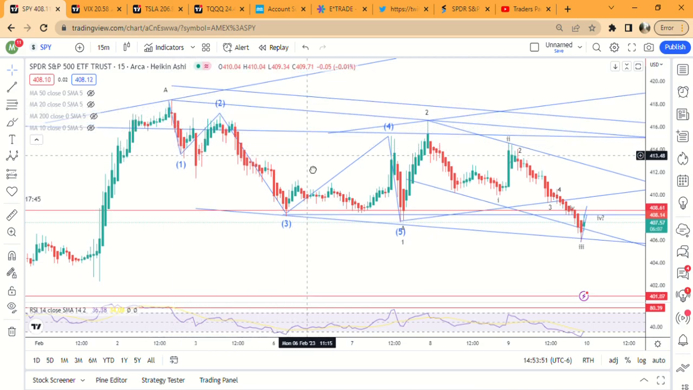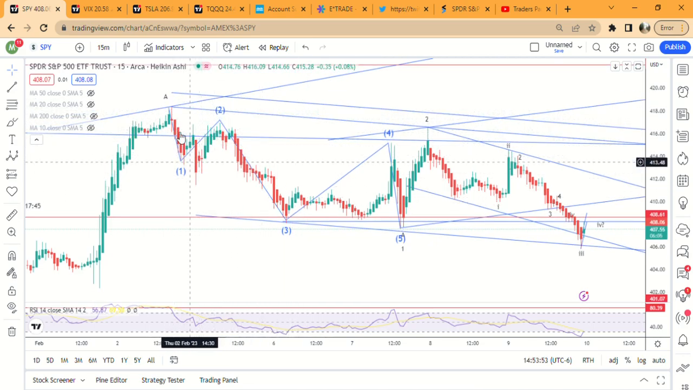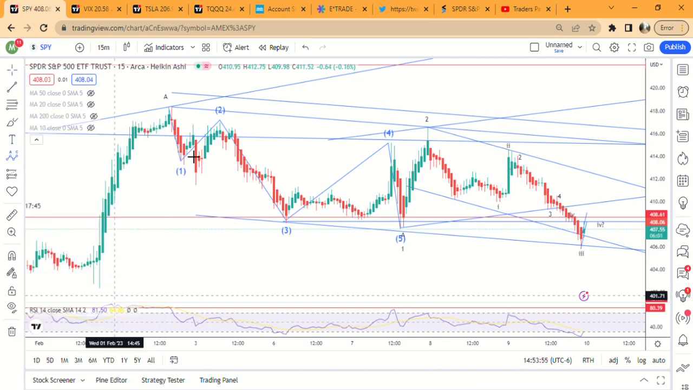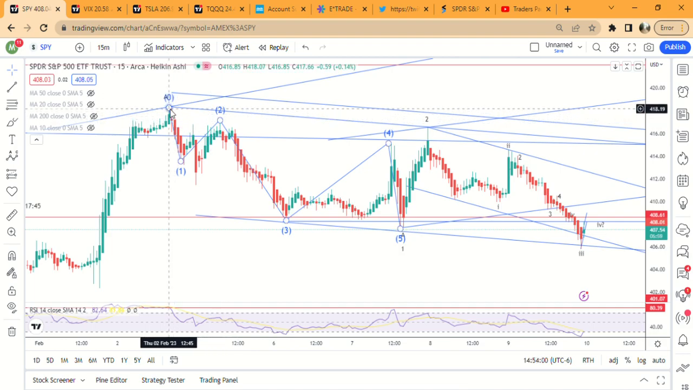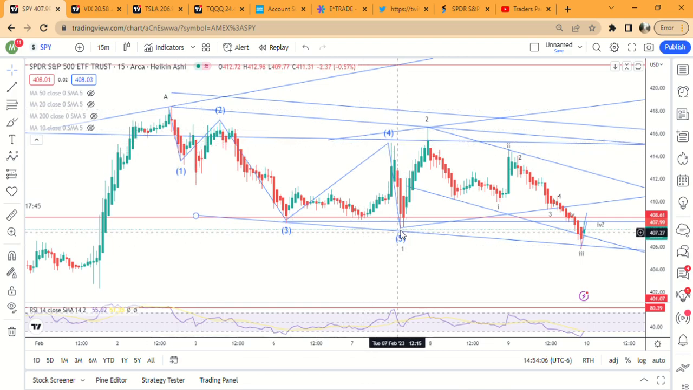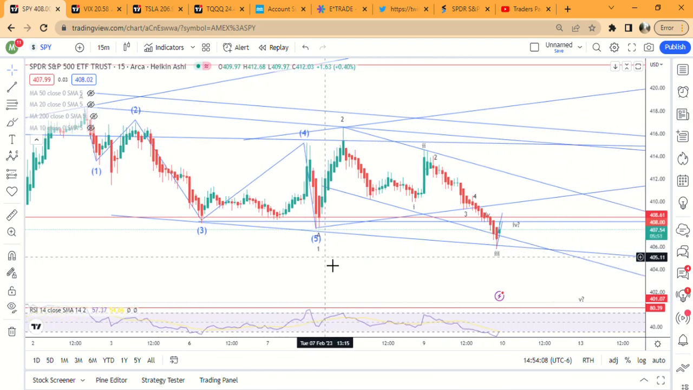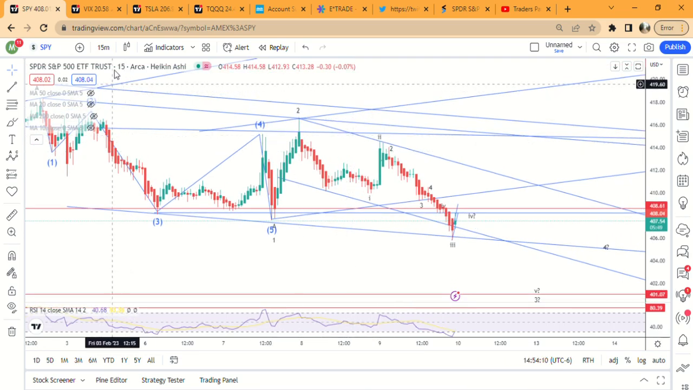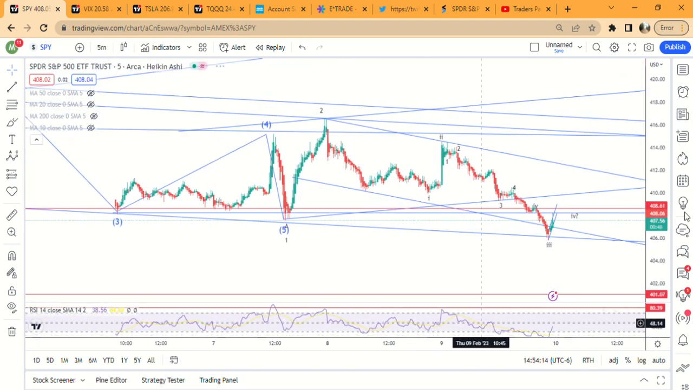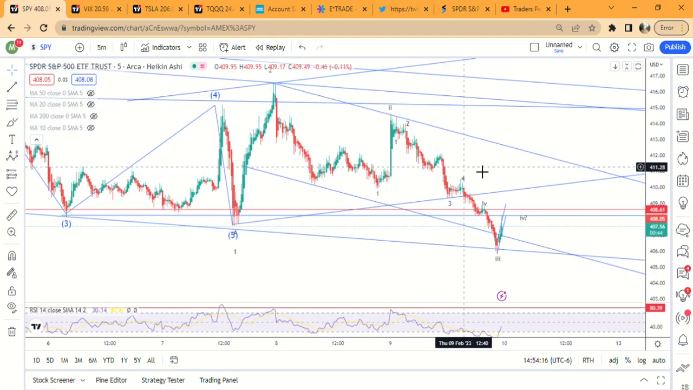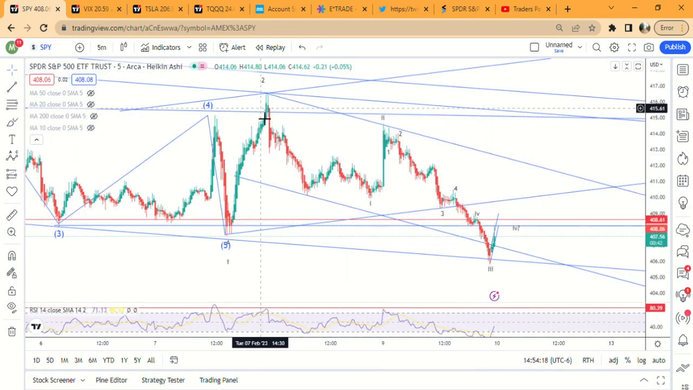And I know that I said it wasn't before because it looks like ABC, but this could still be ABC. It could be an expanded flat. So 1, 2, 3, ABC, 4. It's a beginning diagonal. 5th wave down, breaks the low. First wave, second wave pullback. This one right here, you could count as a 5-wave move. I don't really like it, but I have to go with what happened today.